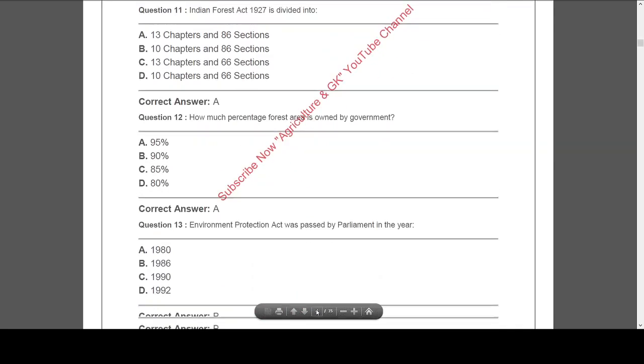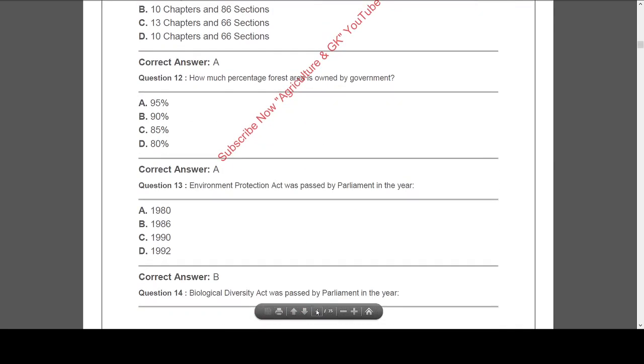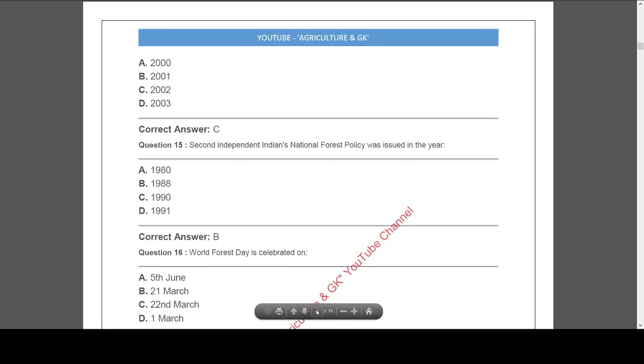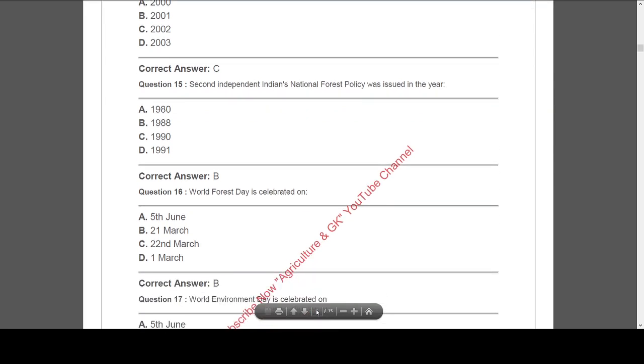How much percentage forest area is owned by government? It is 95%. Environment Protection Act was passed by the Parliament in which year? कौन सा ईयर में? ये तो ऑप्शन बी 1986 में हो गया। Biological Diversity Act was passed by Parliament in the year, option C, 2002. Second Independent India's National Forest Policy was issued in the year, option B, 1988.